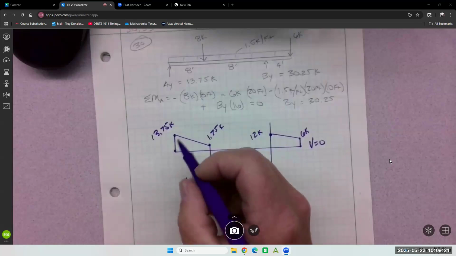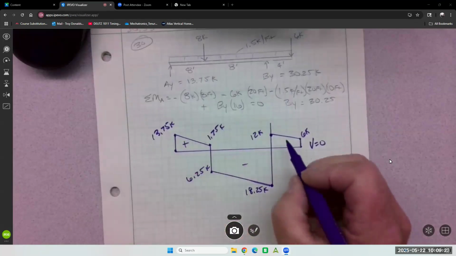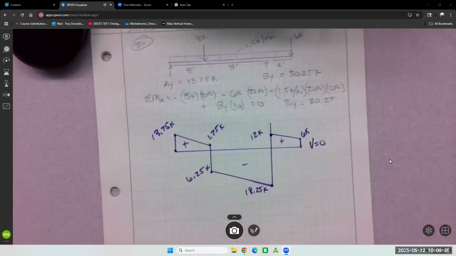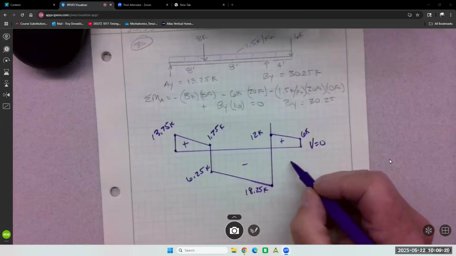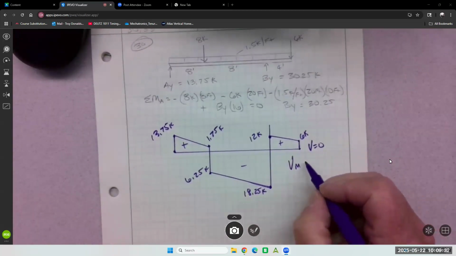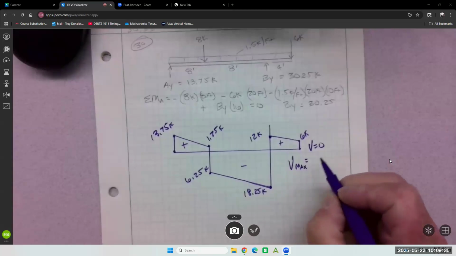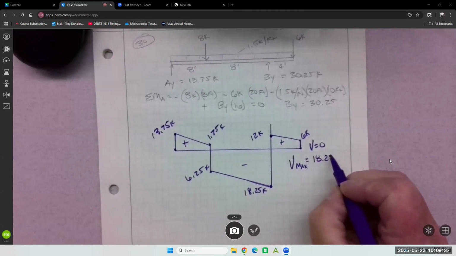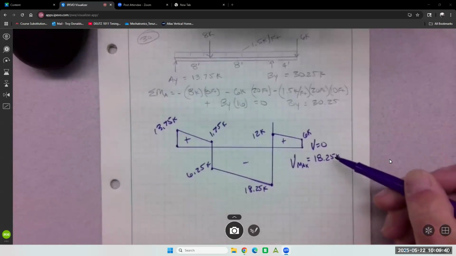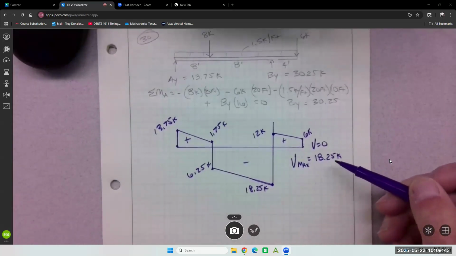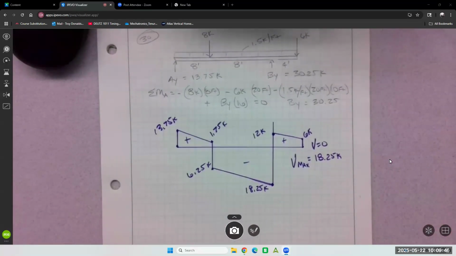Okay. So it has plus region, has negative region, goes back to plus region. And clearly the maximum V is 18.25K. And that's the number we'll use to calculate shear stress when we do that next step. So the maximum value that shows up on the graph. Good? Questions? Okay.